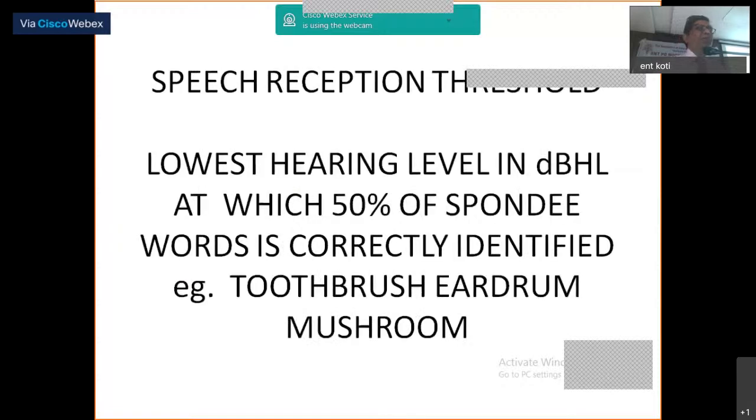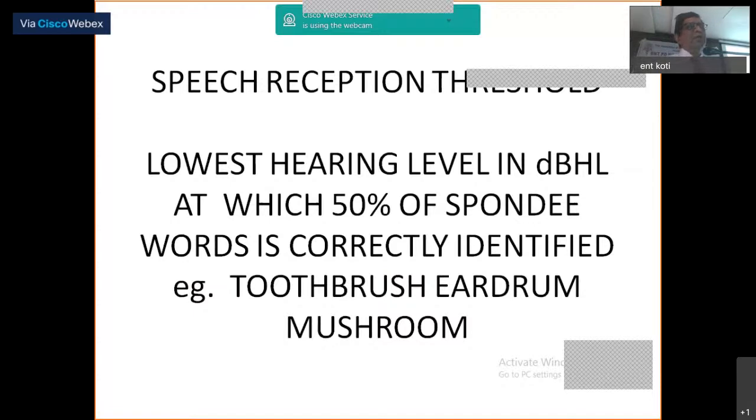Speech reception threshold means the level at which you are able to repeat what is heard through the speaker. Normally it should be 20 plus 20, a conversational voice. If somebody has to hear the sound at a louder voice over the normal, the amount of increase in that particular sound indicates the speech reception threshold.